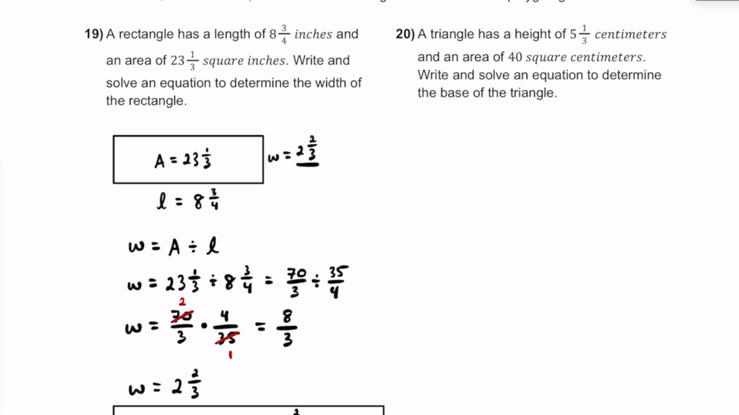All right, for this last example, let's go ahead and take a look at number 20. We have a triangle that has a height of 5 1/3 centimeters and an area of 40 square centimeters. We're going to write and solve an equation to determine the base of this triangle.